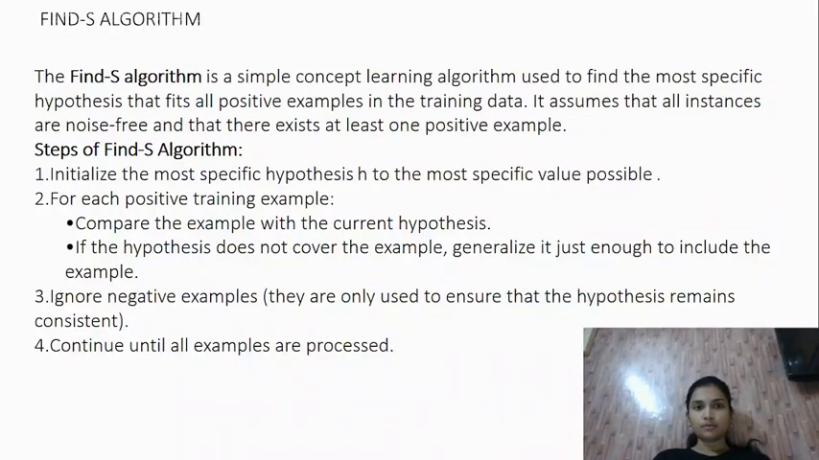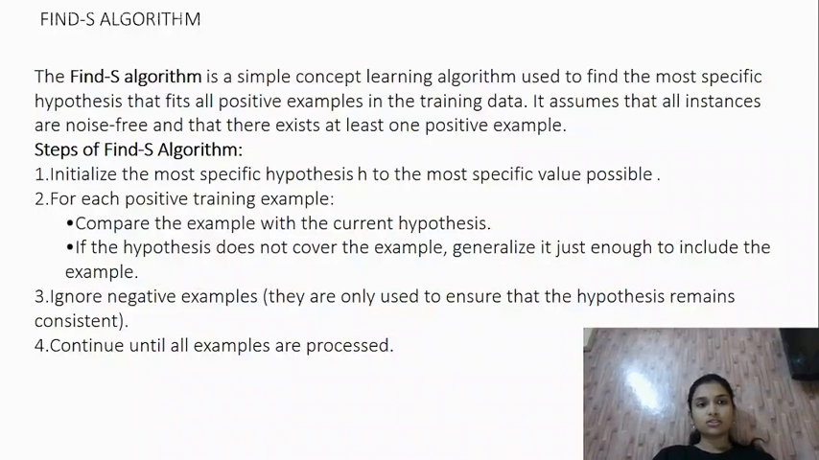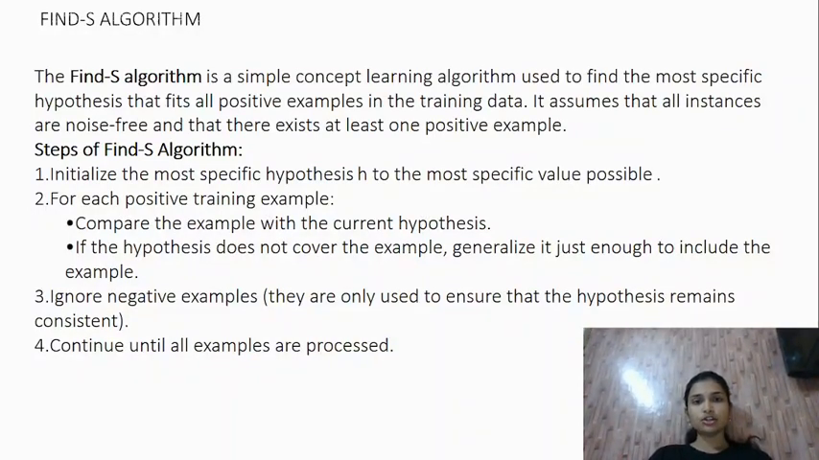Find-S algorithm. The Find-S algorithm is a simple concept learning algorithm used to find the most specific hypothesis that fits all positive examples in the training data. It assumes that all instances are noise free and that there exists at least one positive example. In this algorithm, we only take the positive examples and we will ignore the negative ones. Now the steps: initialize the most specific hypothesis H to the most specific value possible. Now the second is, for each positive training example, firstly we will just take the ones whose origin or class is positive.